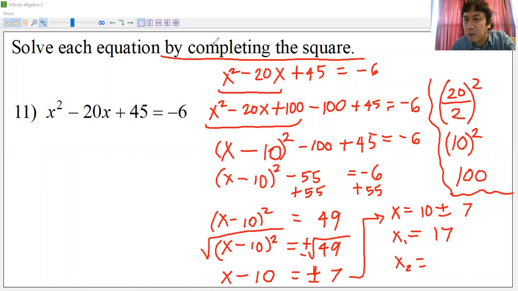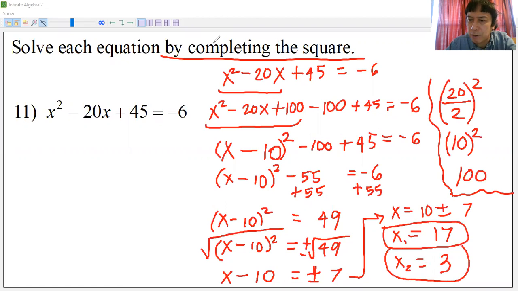Because that will be 10 minus 7, so that will just be 3. There. So that's 10 plus 7, 17, and 10 minus 7, that's 3. That will be the first and the second answers. I added an extra 1 there.